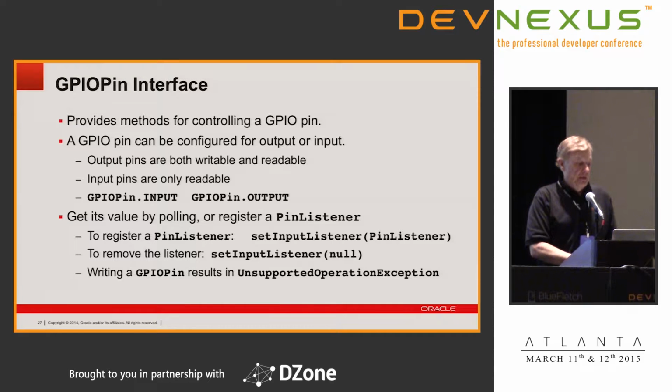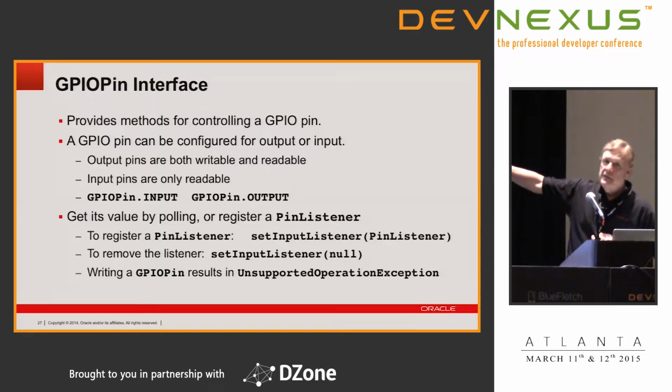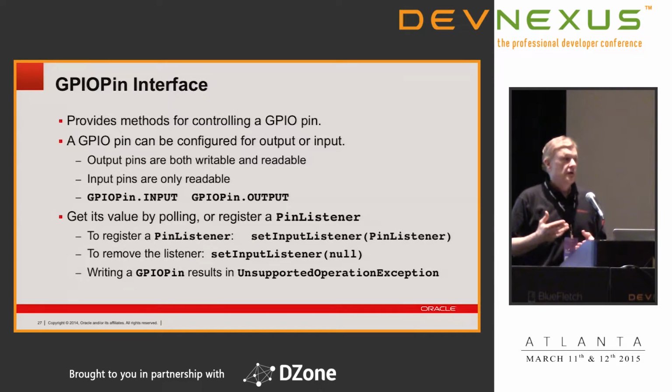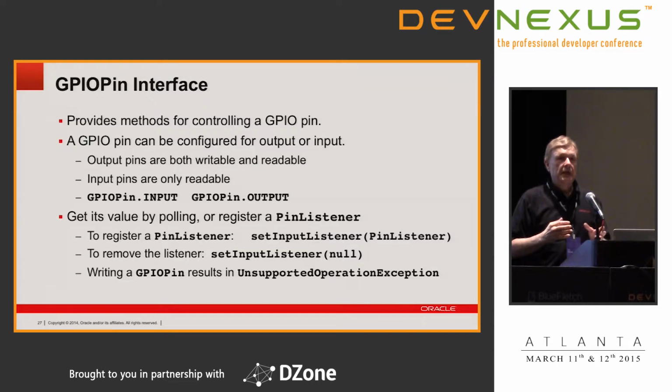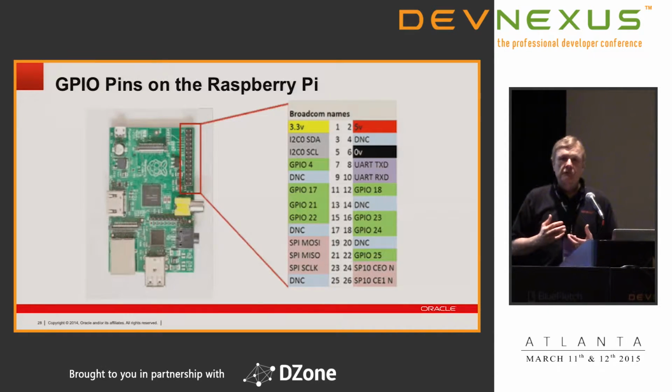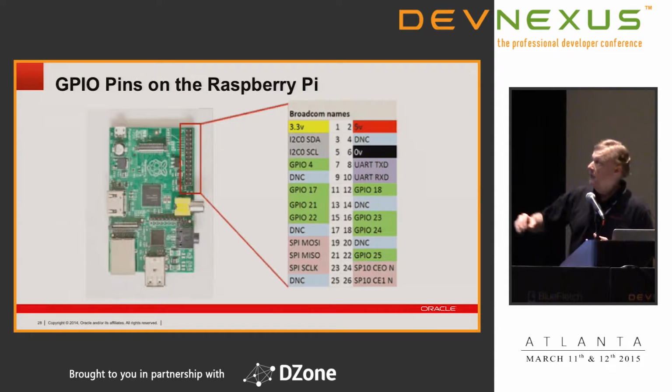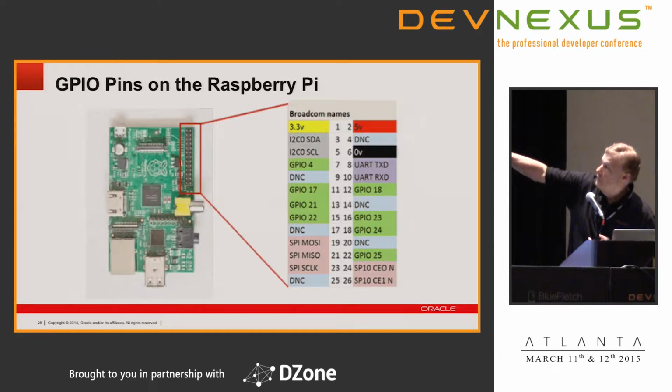We have this interface, and then at the bottom we have a pin listener. We can set up a listener for when the value of that pin changes, so maybe they've pressed a switch, then it will listen to it and you can react to it. There are several GPIO pins on the Raspberry Pi. Here's the 26-pin connector on the left side, and this is the map out of the 26 pins.